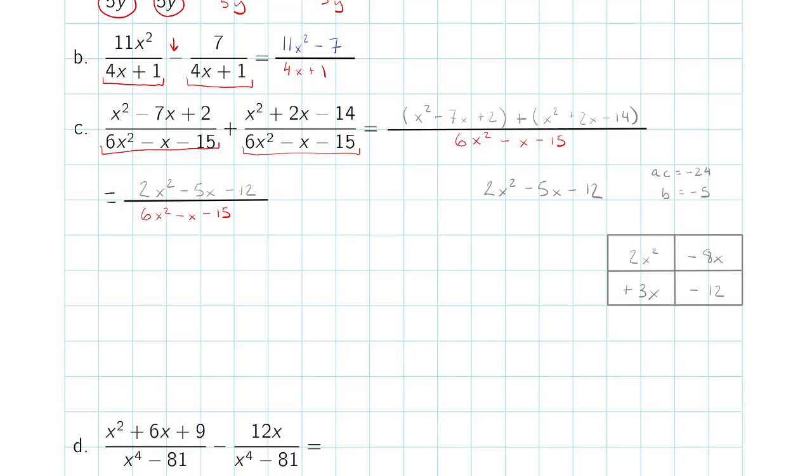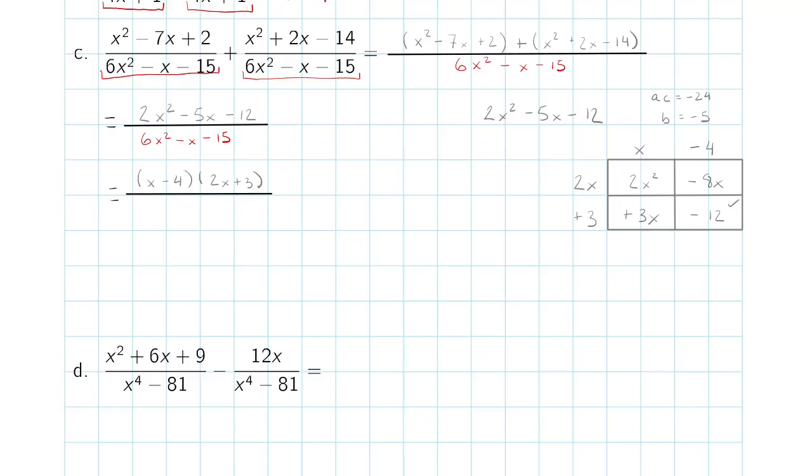First row, our common factor is 2x. We need to multiply that by an x to get 2x squared, by a negative 4 to get negative 8x. Our x on top, we need to multiply that by a positive 3, we get 3x. And then 3 times negative 4 really does give us negative 12. So our numerator factored as x minus 4 times 2x plus 3.